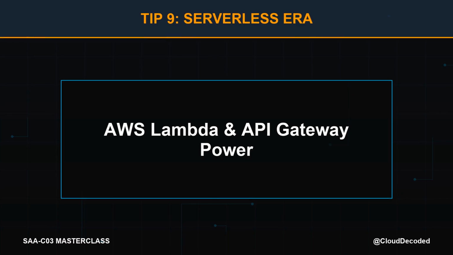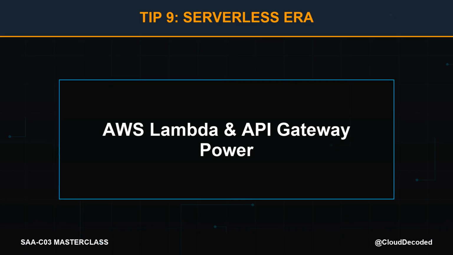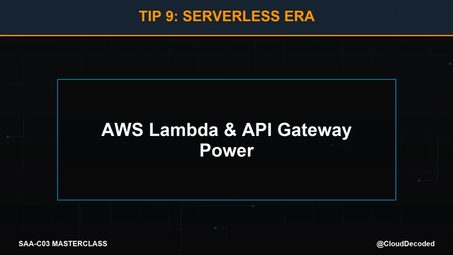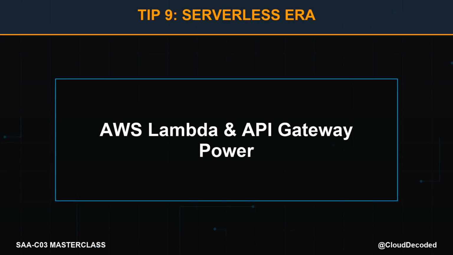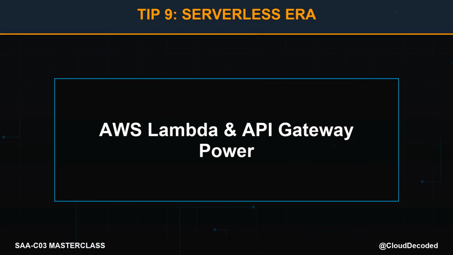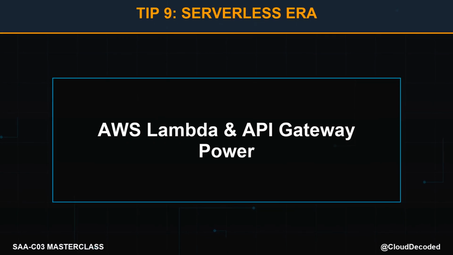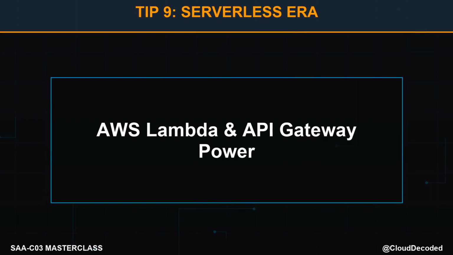Tip 8. Think serverless. AWS Lambda is the heart of serverless architecture. You only pay for the time your code runs. Use it with API Gateway for web backends or with S3 triggers for image processing. Remember the limits. Lambda functions have a maximum execution time of 15 minutes.